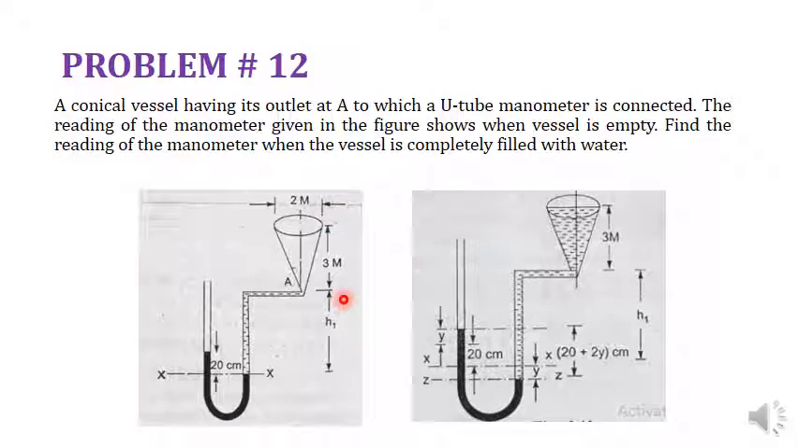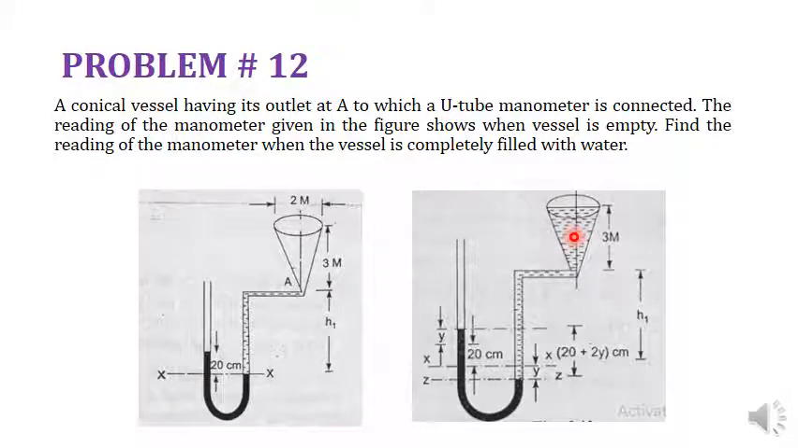For this vessel, you have two cases to be determined. In the first case, your conical vessel is empty, it is not filled with the fluid, and the fluid is flowing only within the tube of the manometer. And the second case is when your conical vessel is filled with the fluid, with the water. If this is the case, then how is the situation going to change? This is the reverse of your problem number 11, as I have told you.